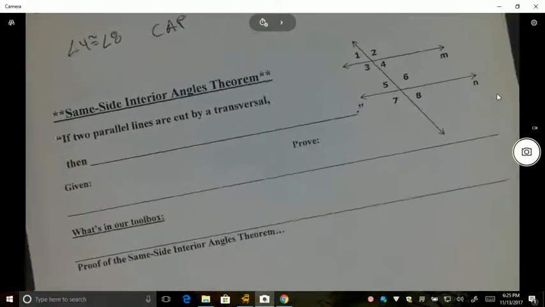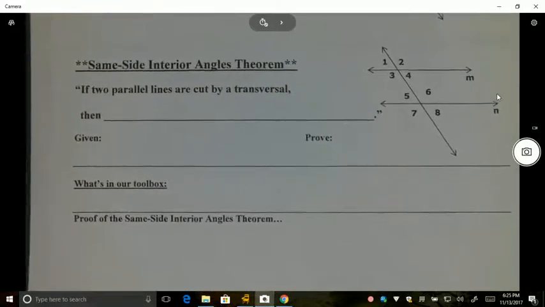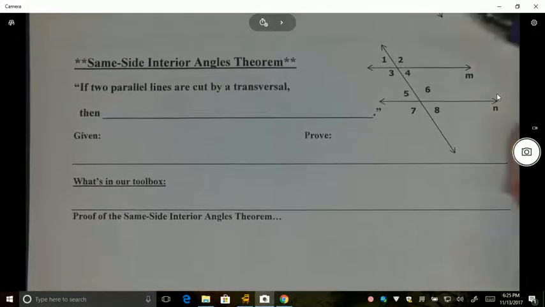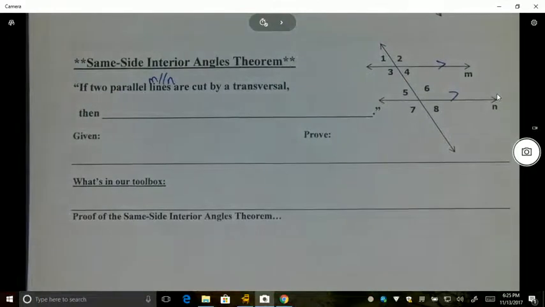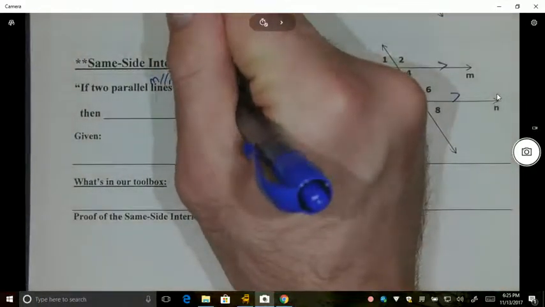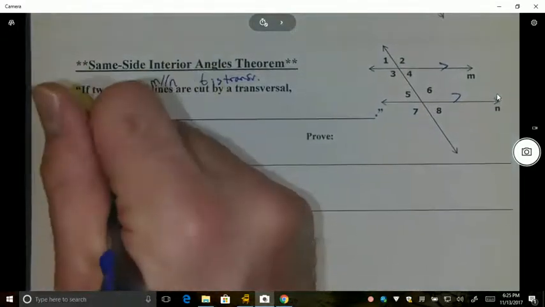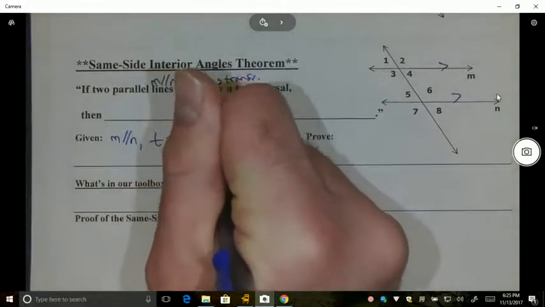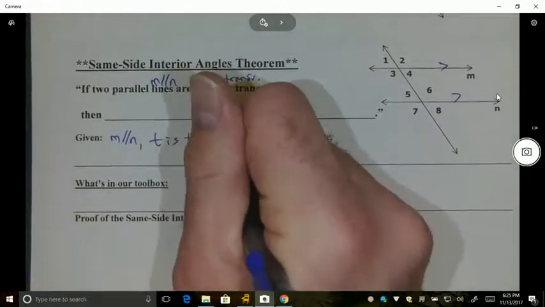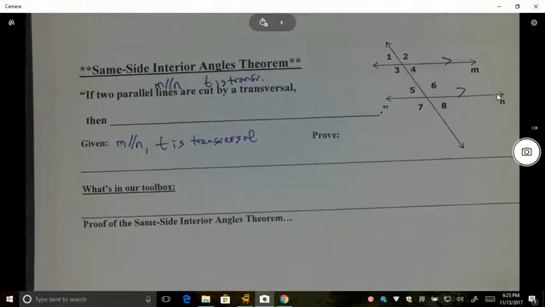Same side interior angles theorem. This is probably the longest proof in terms of the proofs that we do for these problems for this section. We've been given parallel lines. So in our proof, M is parallel to N for our given and cut by transversal T. So we'll have to put that in our proof. M is parallel to N, T is transversal. That doesn't give us much to go off of. And we're supposed to prove same side interior are supplementary.